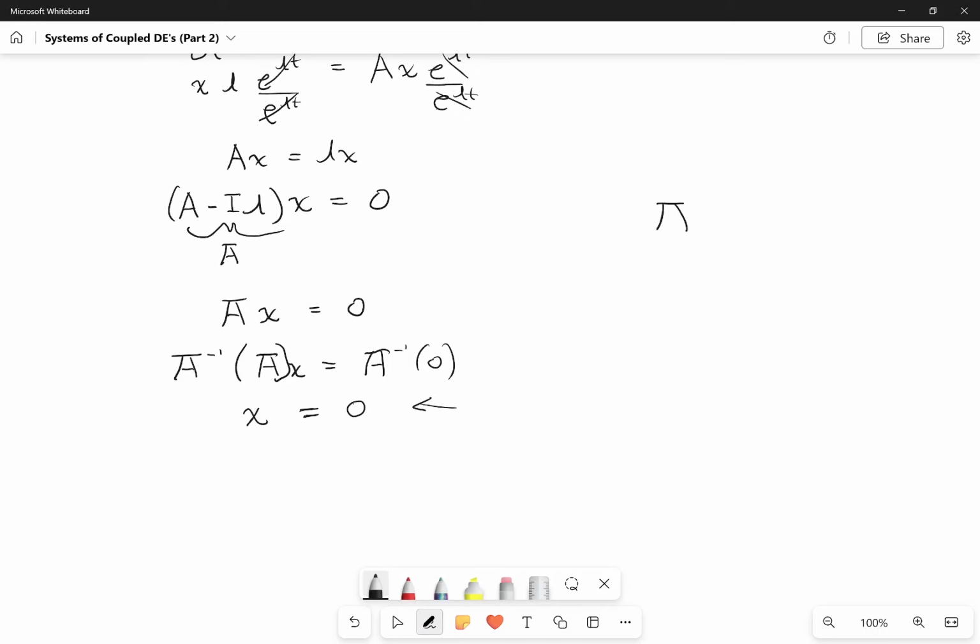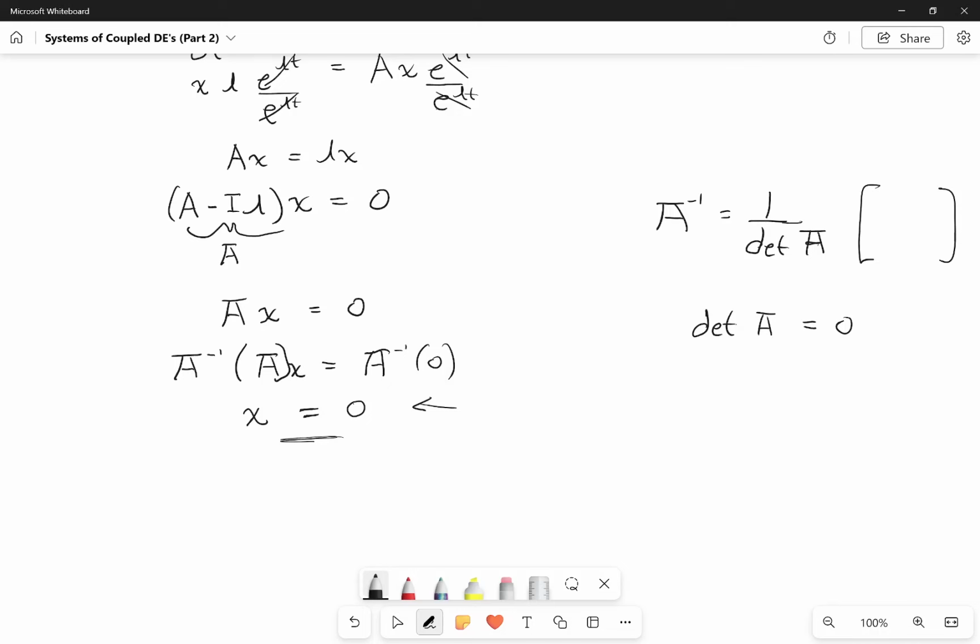Well, what is A inverse? A inverse is 1 over the determinant of A times some matrix, which we don't care about, because A can be 2 by 2, 3 by 3. All we care about is this determinant of A. So if the determinant of A is 0, then A inverse doesn't exist. So we want the determinant of A to be equal to 0 so that x equals 0 is not a problem. Basically, if A inverse doesn't exist, then there is a solution other than x equals 0.